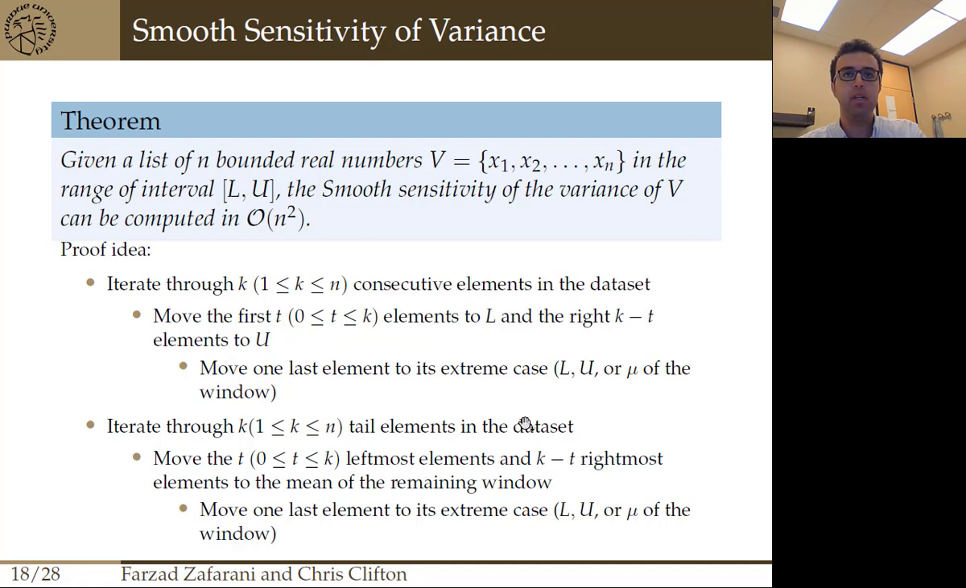Okay, next we define how the smooth sensitivity of the variance can be computed. The following theorem says that given a list of n bounded real numbers, V, in the range of interval L to U, the smooth sensitivity of the variance can be computed in O of n squared. So the high-level proof idea is that we iterate through k consecutive elements in a data set. We move the first t elements to L and the remaining k minus t elements to U. And we move one last element to its extreme case, L, U, or mu of the window. Or we move k tail elements in the dataset. We move t leftmost elements and k minus t rightmost elements to the mean of the remaining window, and we move one last element to its extreme case, L, U, or mu of the window.